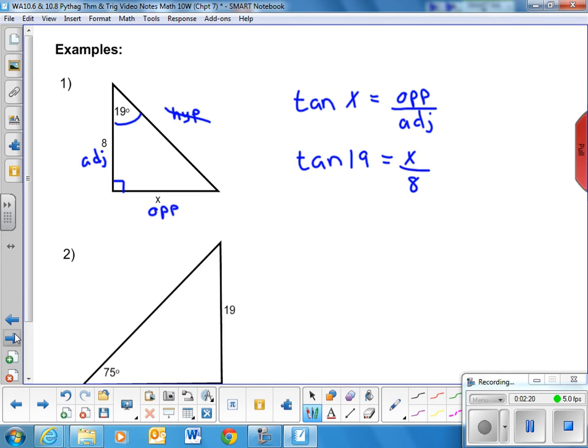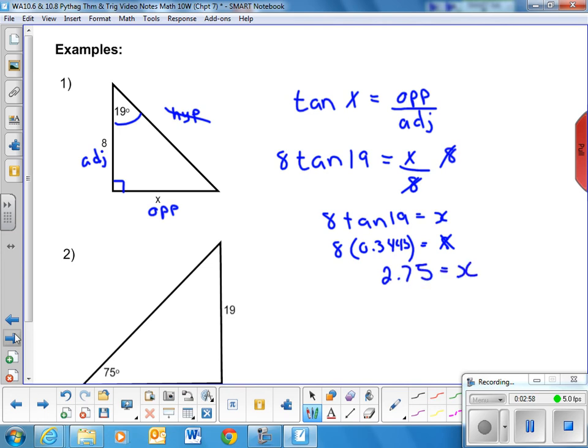To solve, we're going to get x by itself by multiplying both sides by 8. And so we end up with 8 times the tangent of 19 equals x. Remember that tangent of 19 is just a decimal number that our calculator can give us. And so we end up with 8 times that decimal number, 0.3443. So 8 times that decimal number will be 2.75, which is the length of side x.